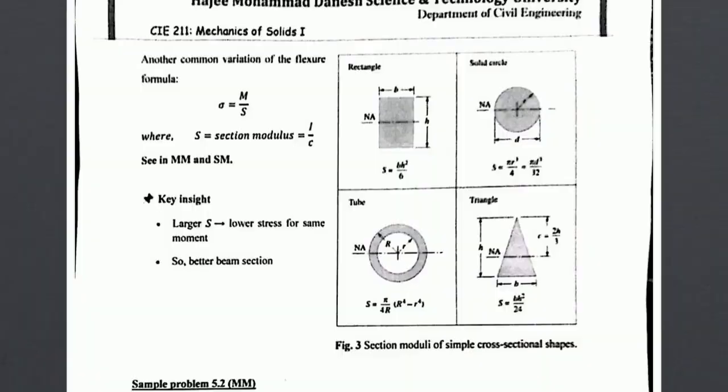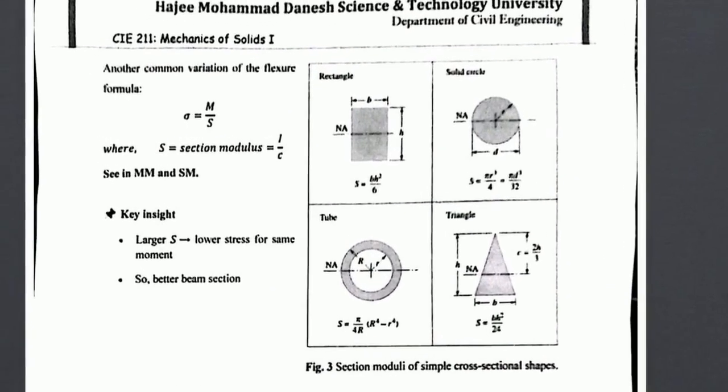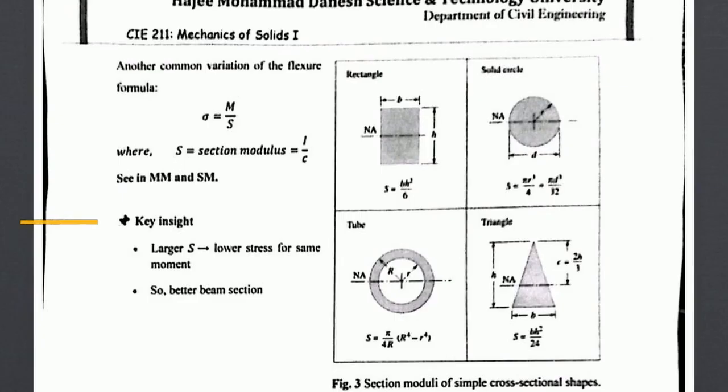We simplify this further by combining I and c into the section modulus, S. Every standard engineering shape has its own pre-calculated section modulus. Stress simply equals the bending moment divided by S. A larger section modulus directly results in lower internal stress.